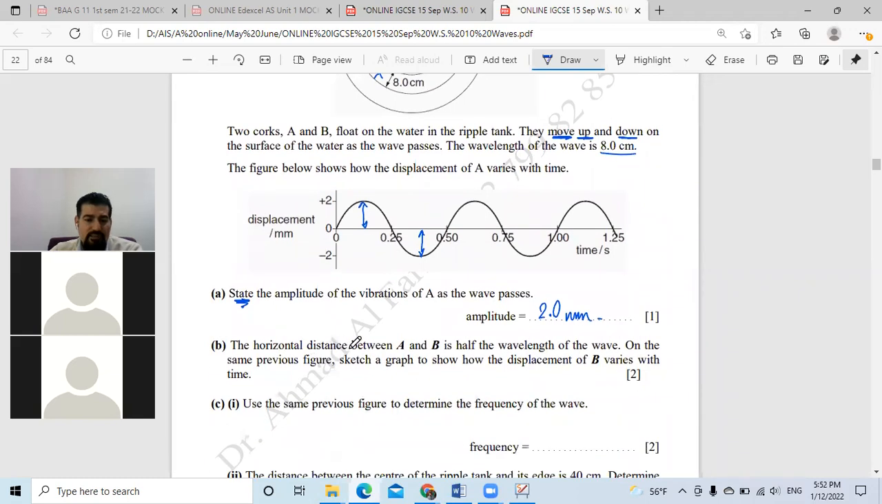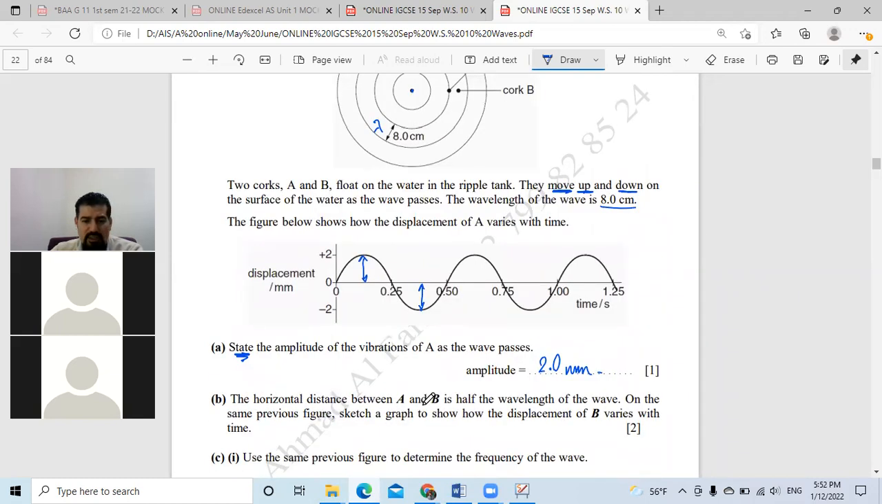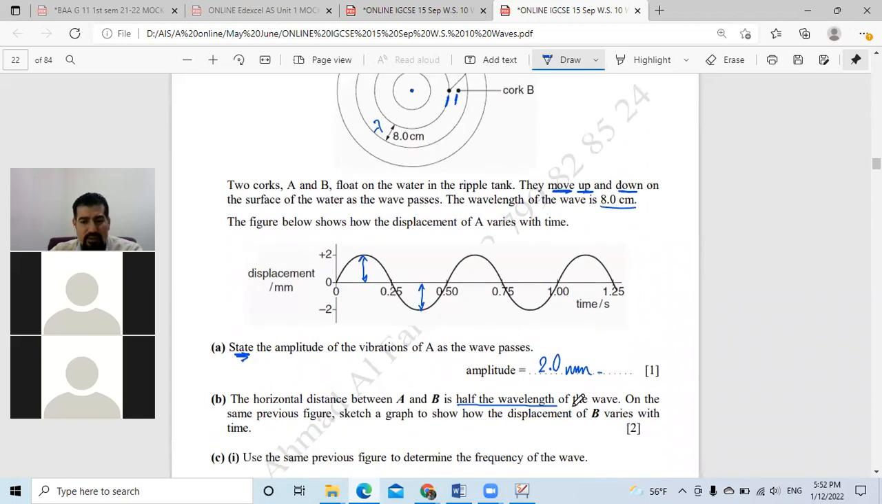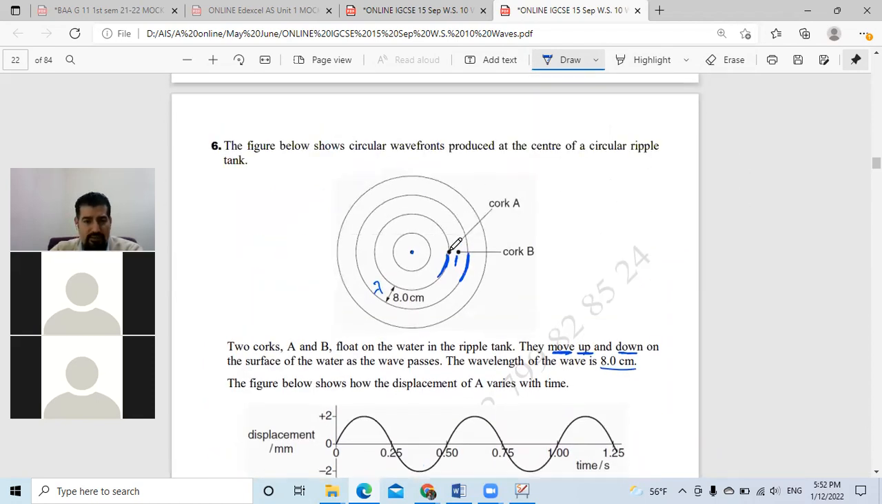Part B. The horizontal distance between A and B is half a wavelength. On the same previous figure, sketch the graph to show how the displacement of B varies with time. Since it is half the wavelength, if A is on the wavefront, that means A is on the crest, for example. Then B is somewhere in the middle, halfway. So if A is on the crest, and we are talking about half wavelength, where will B be?